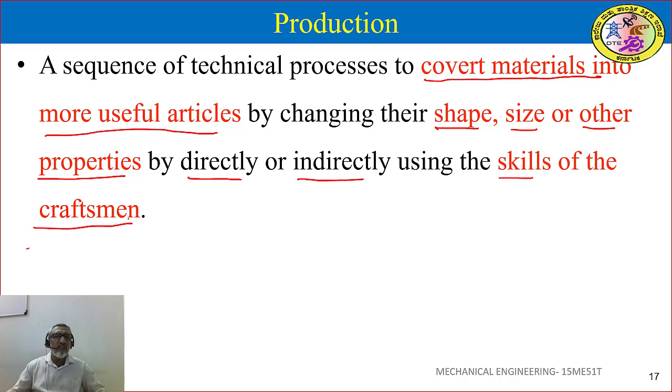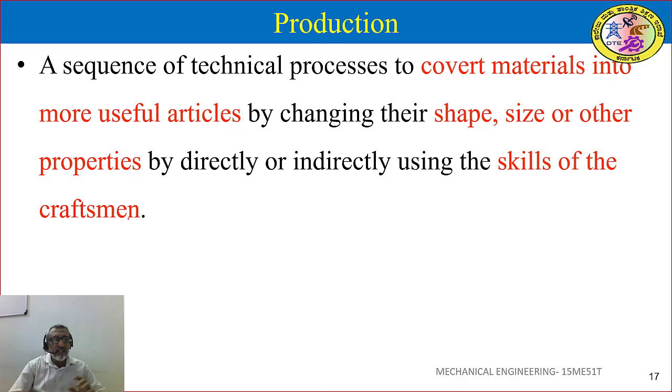Here I didn't use the words raw material and finished product because it varies. What is raw material for one person may be a finished product for another person. For example, in the furniture industry, for one person the tree is a raw material, and he will cut it into logs and sell it. For him, those logs are the finished product.